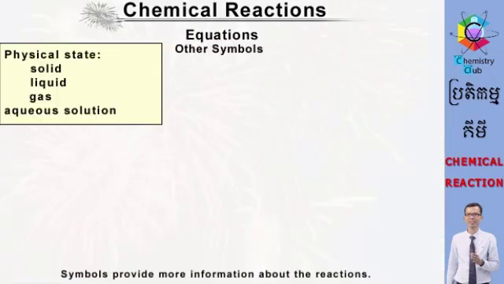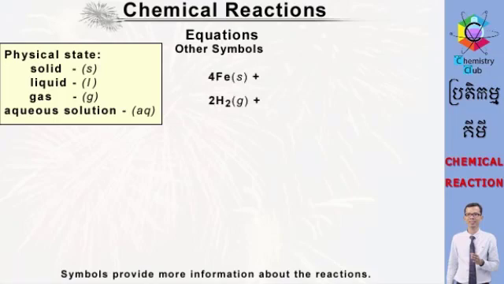In addition to atomic symbols, subscripts, and coefficients, other symbols are frequently added to chemical equations. These symbols are used to provide more information about the reaction. For example, the physical states of the reactants and products are often noted. Placing the first letter of the name of the state, S for solid, L for liquid, or G for gas, in parentheses after the chemical formula denotes the physical state of the substance. If the compound is in a solution of water, an AQ for aqueous solution is placed in parentheses. Here are examples using the equations shown earlier.